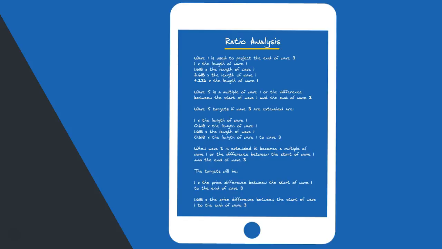When wave 5 is extended, it becomes a multiple of wave 1, or the difference between the start of wave 1 and the end of wave 3. The targets will be either 1 times the price difference between the start of wave 1 to the end of wave 3, or 1.618 times the price difference between the start of wave 1 to the end of wave 3.